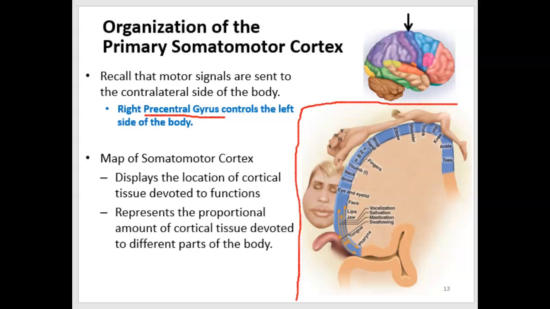It also gives us an idea of the degree to which a body part is innervated by neurons, meaning how many neurons must control that part of the body. So this just displays the location of the cortex that sends signals out to different parts of the body. Look at the amount of cortex devoted to moving our fingers. That represents the complex movements that we can make with our fingers.